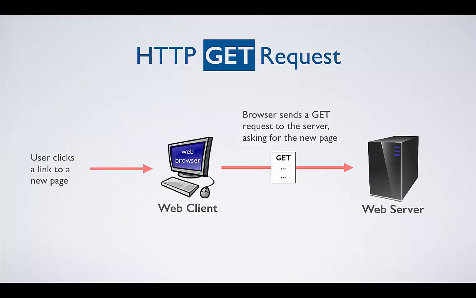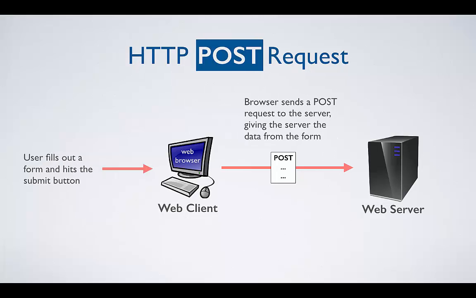There are two main kinds of HTTP requests: GET requests and POST requests. An example of a GET request is the user clicking a link to a new page and the browser sending a GET request to the server asking for that specific page. For an example involving a POST request, the user fills out a form and hits the Submit button. The browser then sends a POST request to the server that not only contains the URL, but also contains the data from the form.